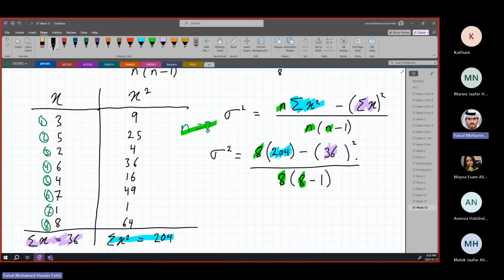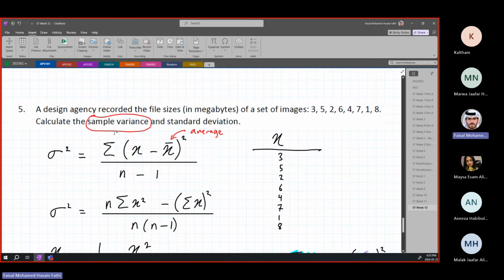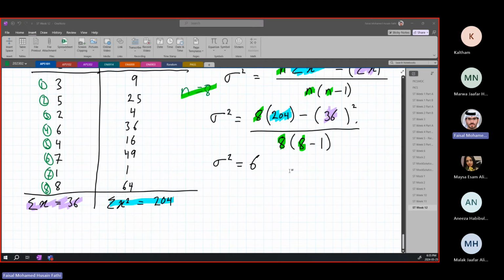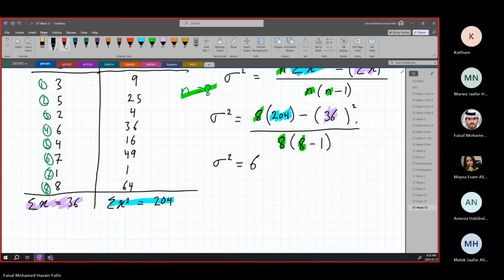All right, putting this into the calculator will give us 8 times 204 minus 36 all squared, divided by 8 into 8 minus 1. I got a value of 6. So the value here I got for this was simply just 6. That was our variance. What about our standard deviation?